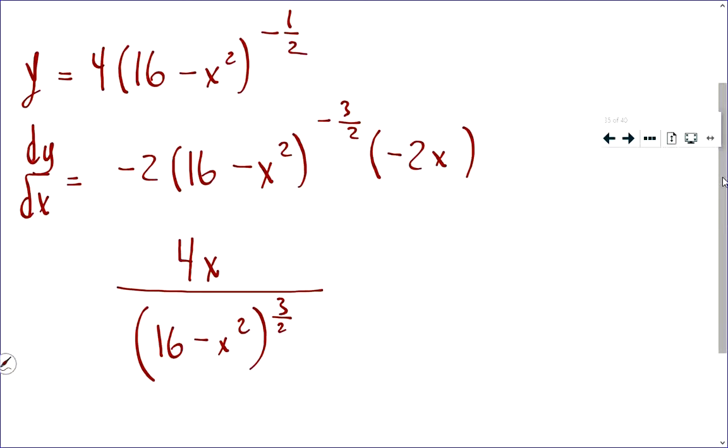Assuming you could even do it. Yes, Hayden? Why isn't the 4x negative? Because we had a negative 2 out front, and this is negative as well, so when we multiply them, we get a positive.